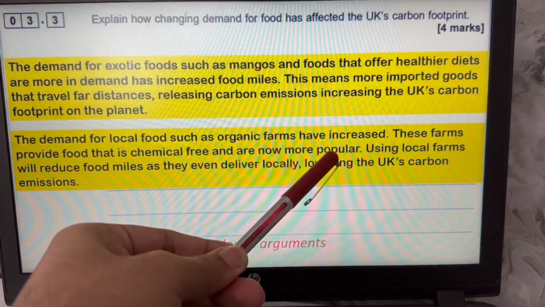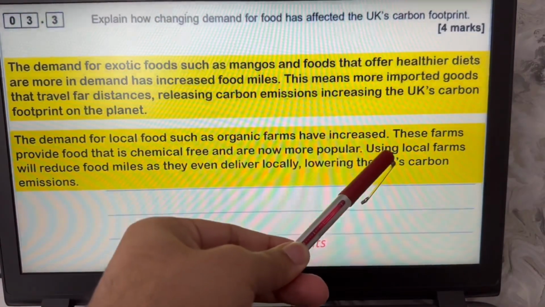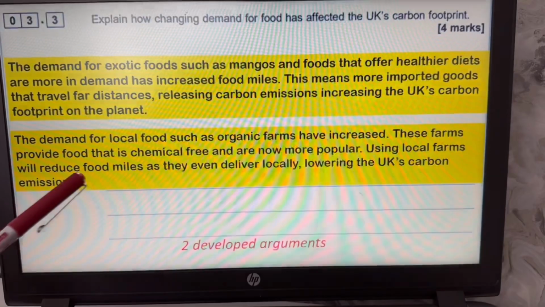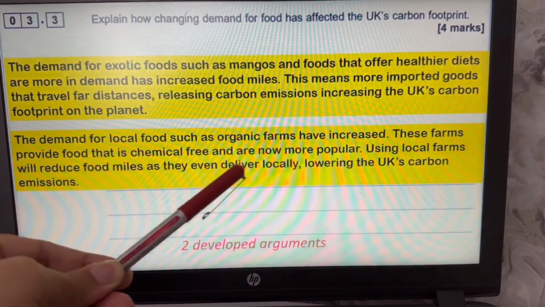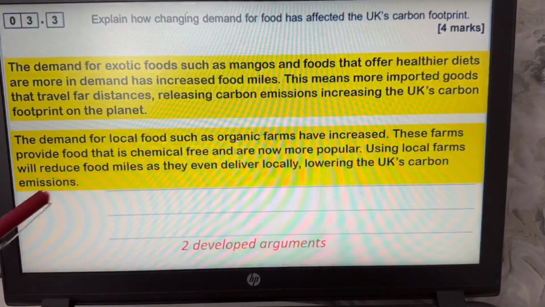Now, what's so good about that? That obviously reduces food miles. So you can say using local farms will reduce food miles because the food travels much less, and some of them even deliver locally, and that lowers the carbon footprint.